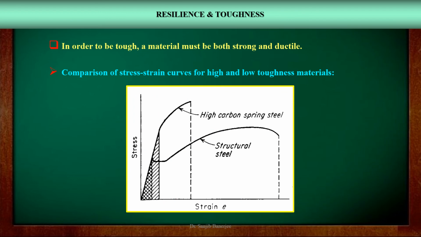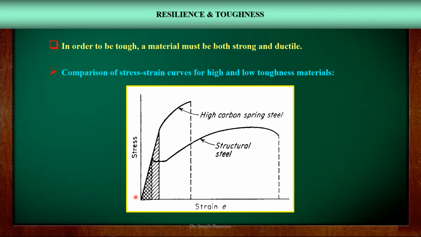From the earlier explanations of toughness, it is now clear that in order to be tough, a material must be both strong and ductile. In other words, the value of toughness depends on both strength and ductility. This is evident from the given figure, which indicates a comparison of stress-strain curves for high and low toughness materials.